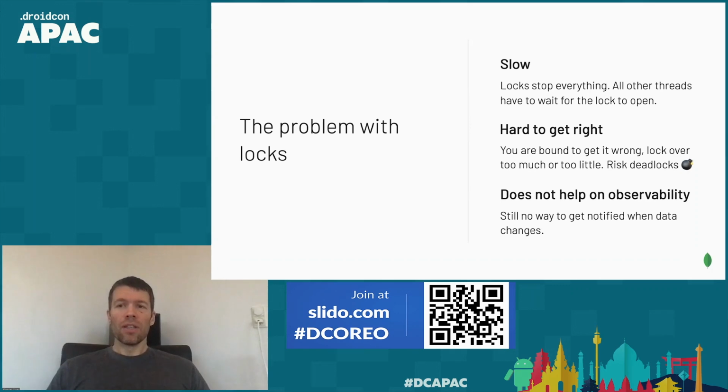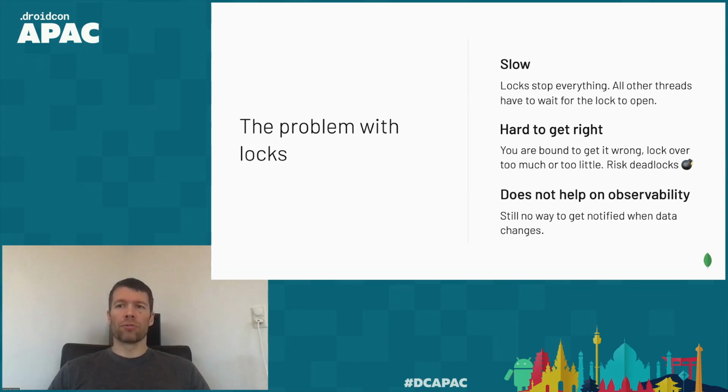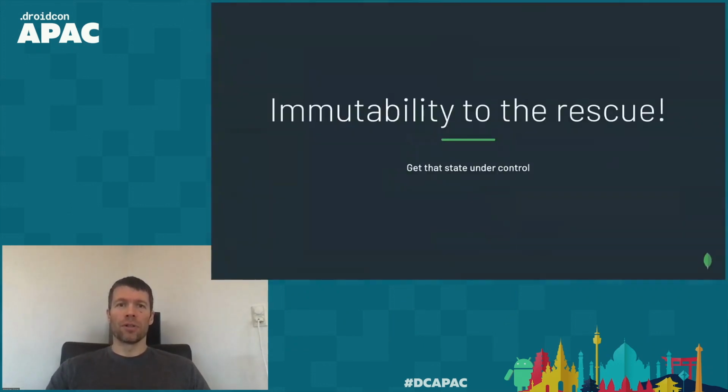So in the process of this, people got a good idea. People looked at something called functional reactive programming, or functional programming in general, and noticed something called immutability.